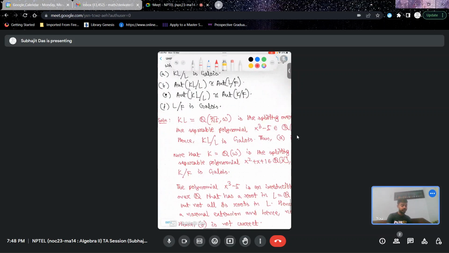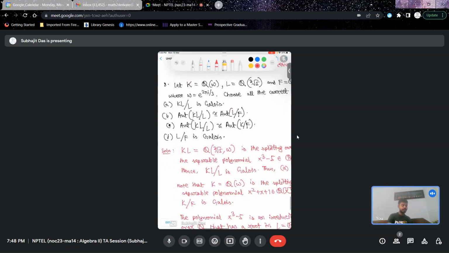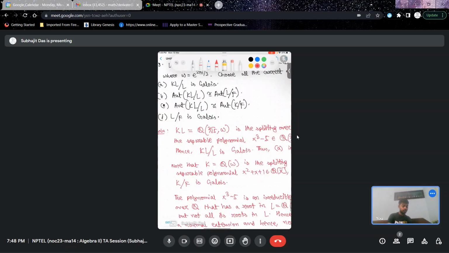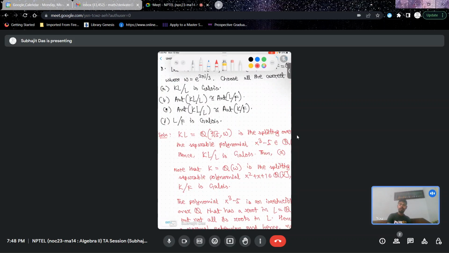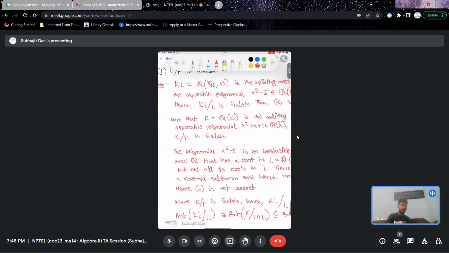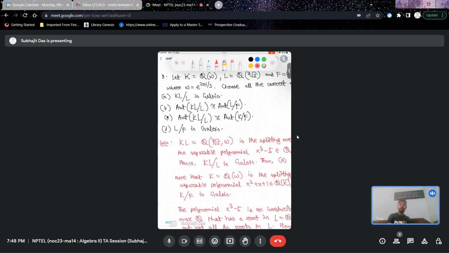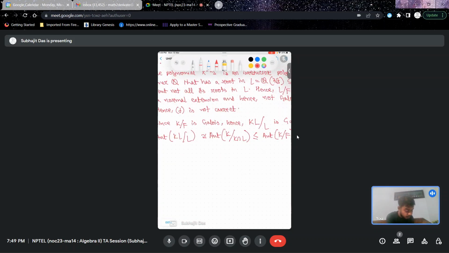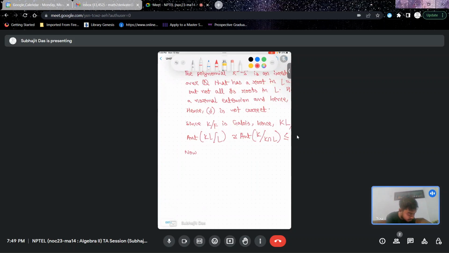So K over F is a Galois extension, K is Q adjoin omega, the degree of this extension is 2, and hence the order of the Galois group is 2, so the Galois group is precisely Z2. And what is the automorphism group of KL over L? KL over L is again a Galois extension of order 2, so its automorphism group has to be of order 2. So we don't need these last two lines.